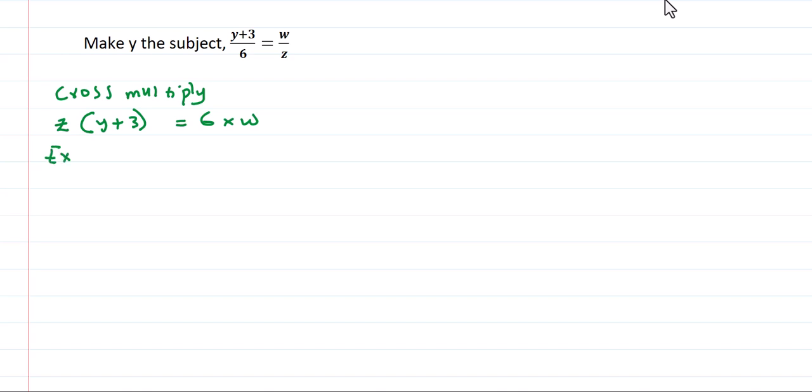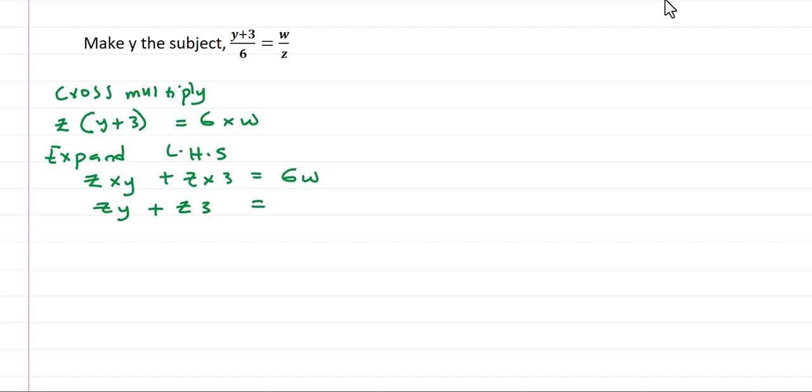At this very point, we can actually expand the left hand side, which is also another way of saying distribute z on the left hand side. Doing that, we have z times y, then plus z times 3 is equal to 6 times w, which is 6w. So here it becomes zy plus z3 is equal to 6w. I'm going to change this to 3z. I always like my numbers to come before the variables, but it's still fine.